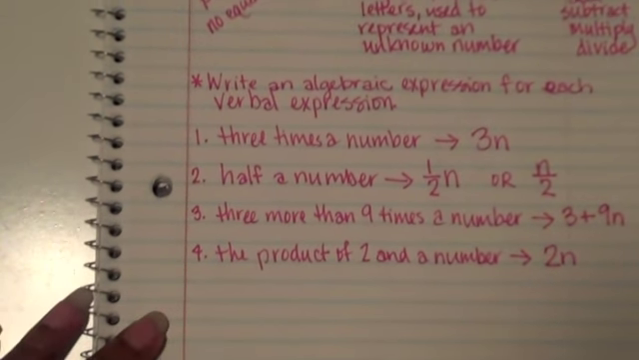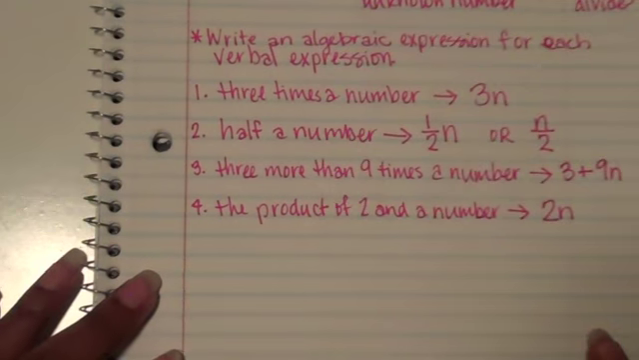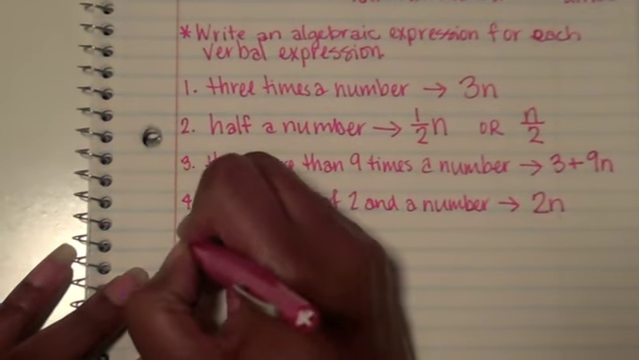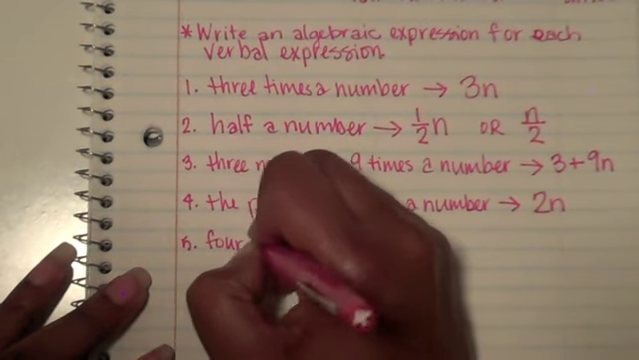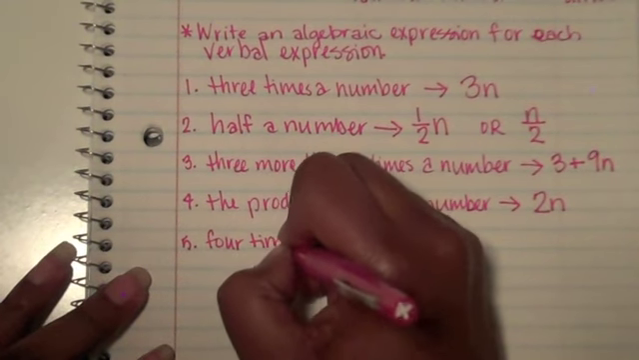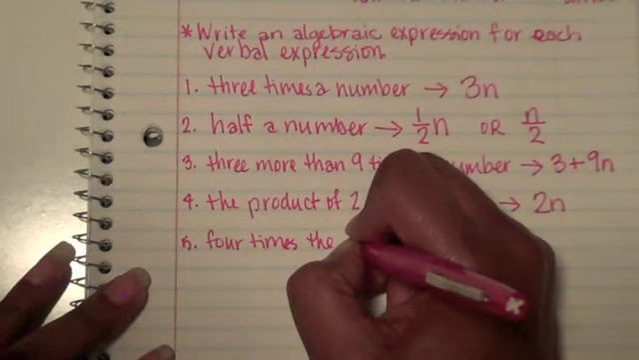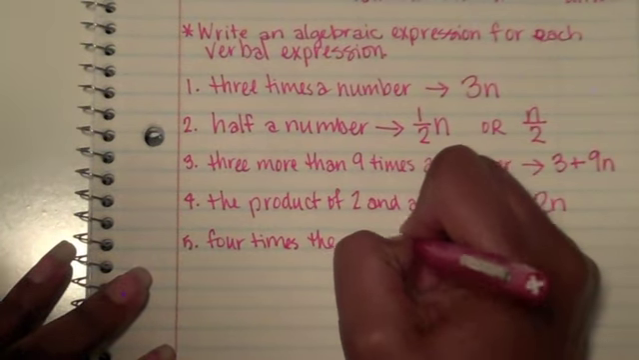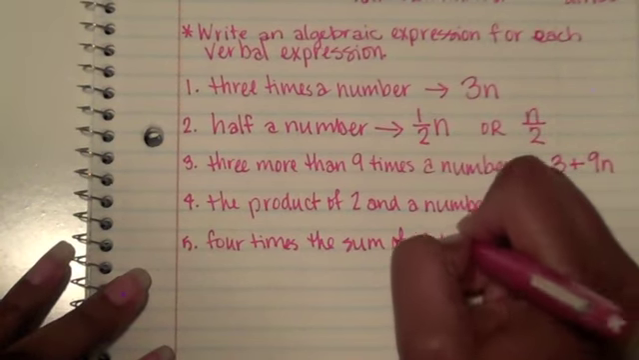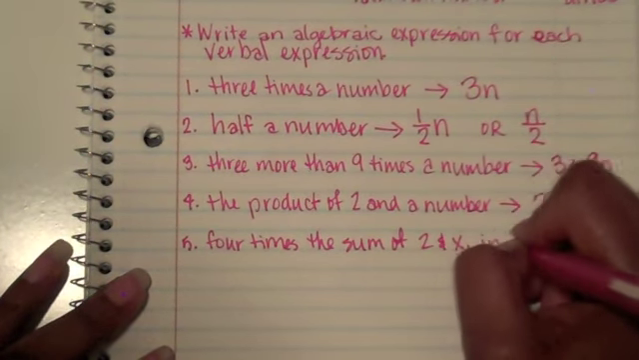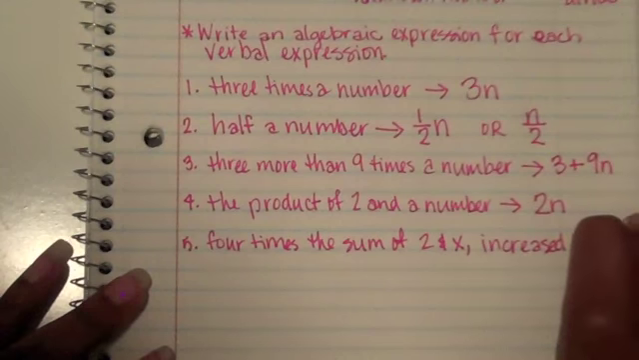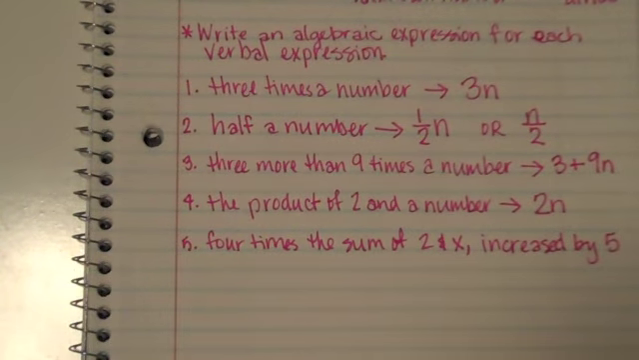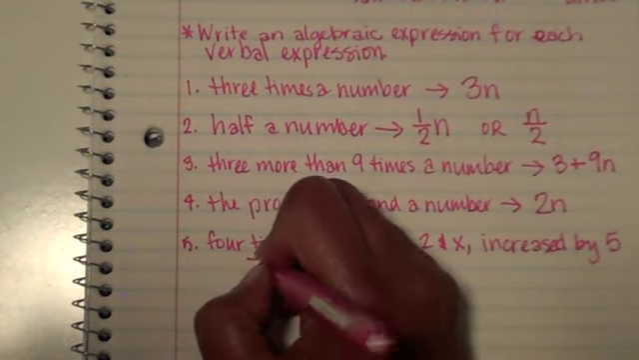All right, let's step it up a little bit and let's make these just get a little more in depth. So for number 5, I want you to try 4 times the sum of 2 and x increased by 5. 4 times the sum of 2 and x increased by 5.